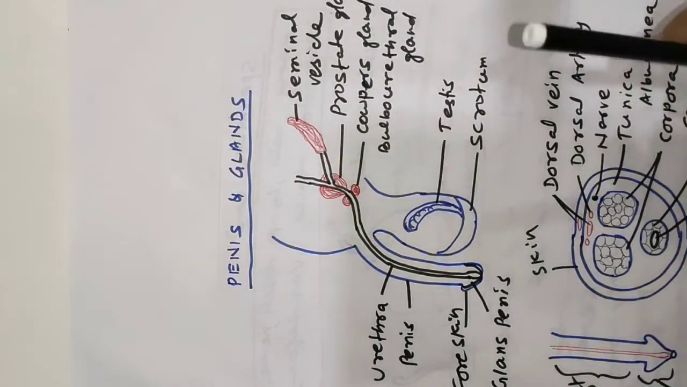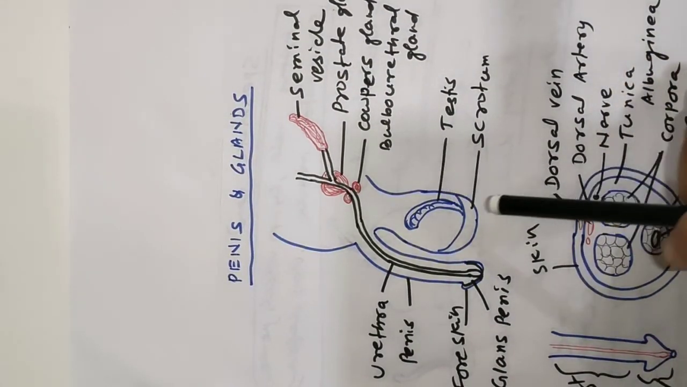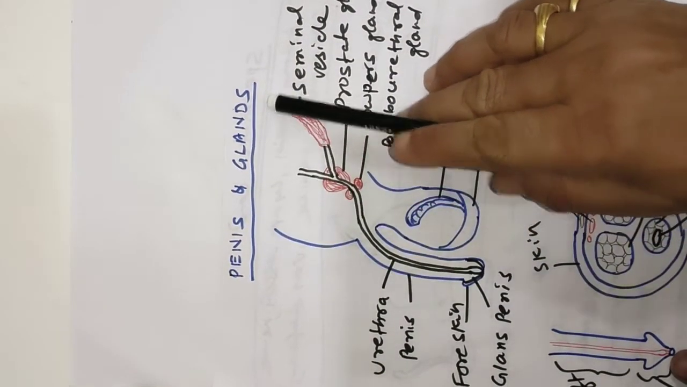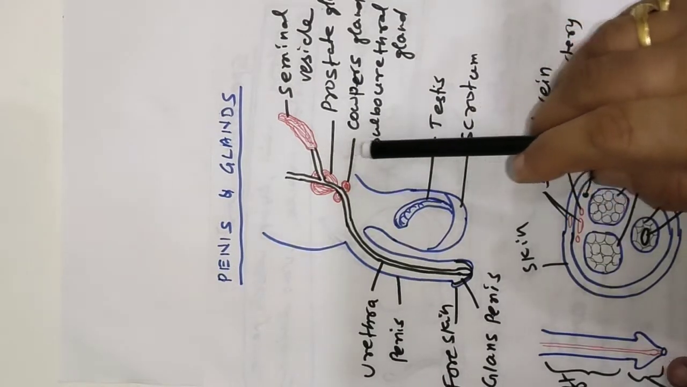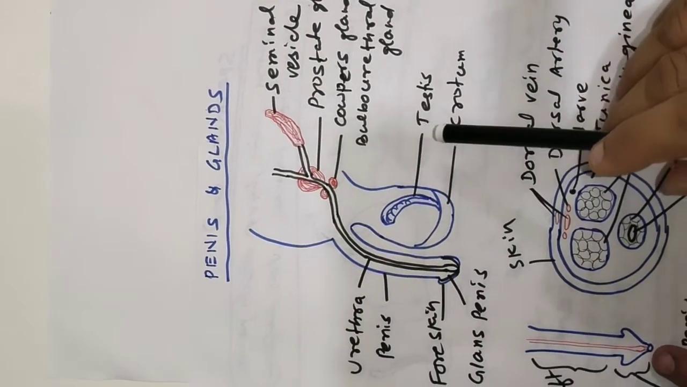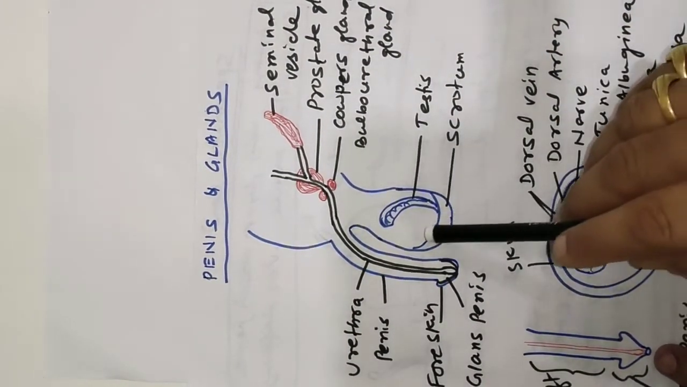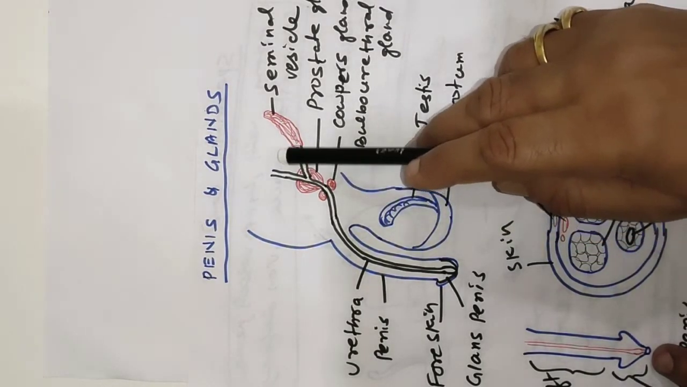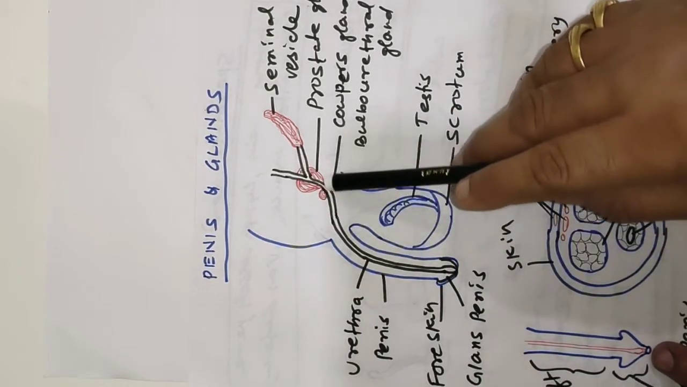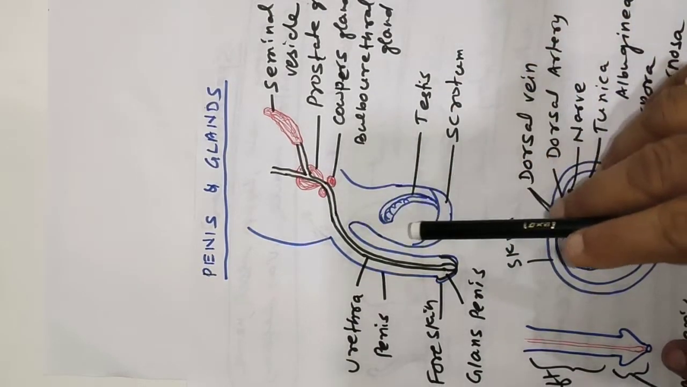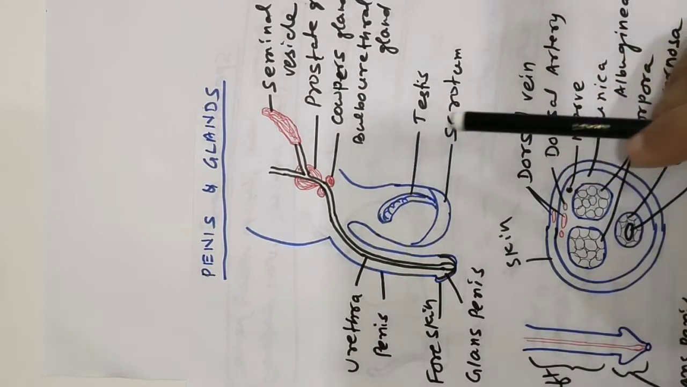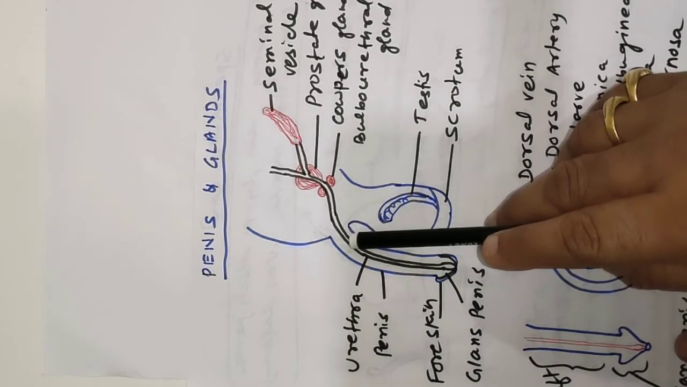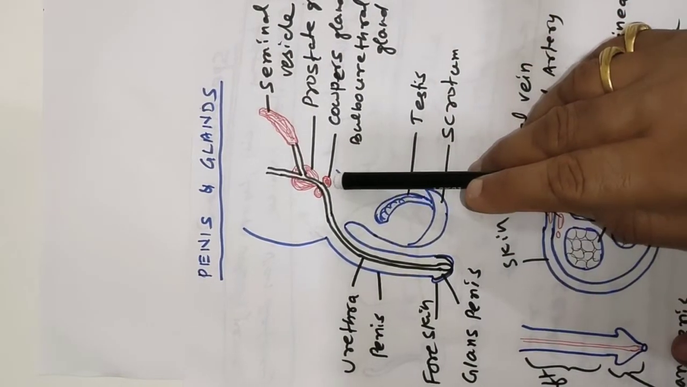Good morning, students. Welcome to the third part of the male reproductive system, that is penis and associated glands. In the last two classes, we have already discussed all the structures of the male reproductive system, that is testis, vasa efferentia, epididymis, seminal vas deferens, urethra. Now in this class we will discuss the structure and function of the penis and associated glands.